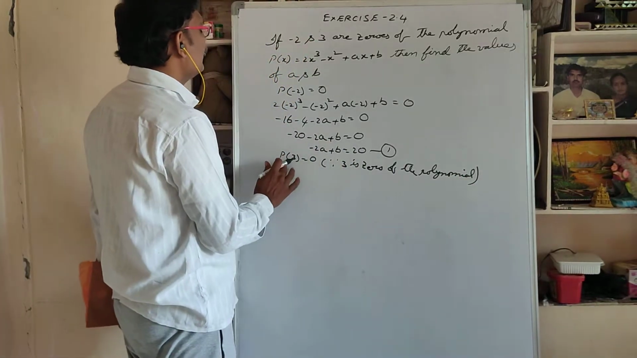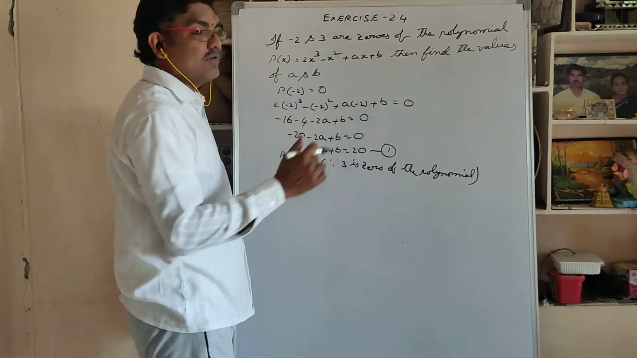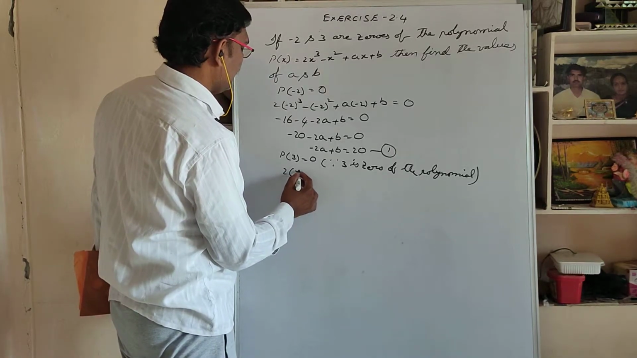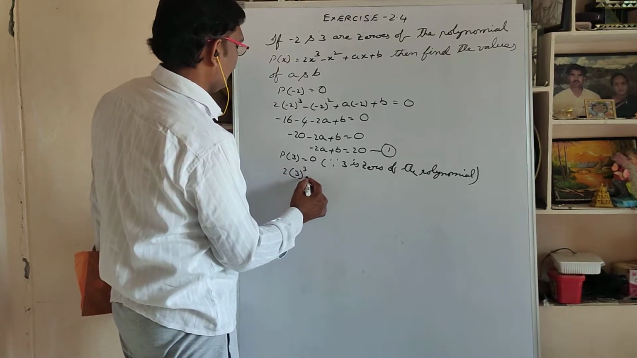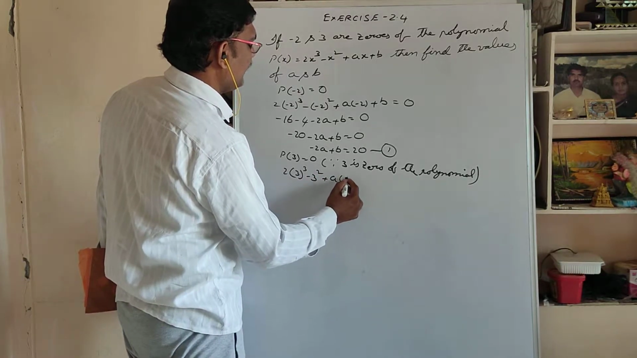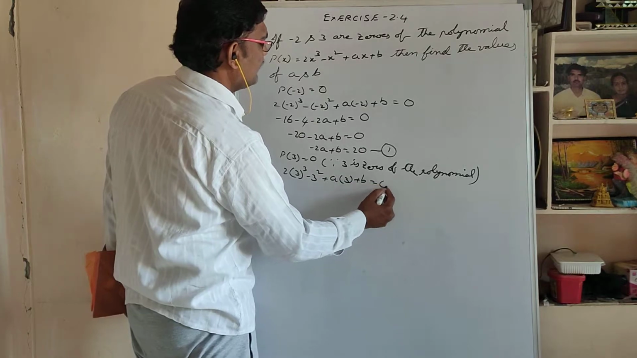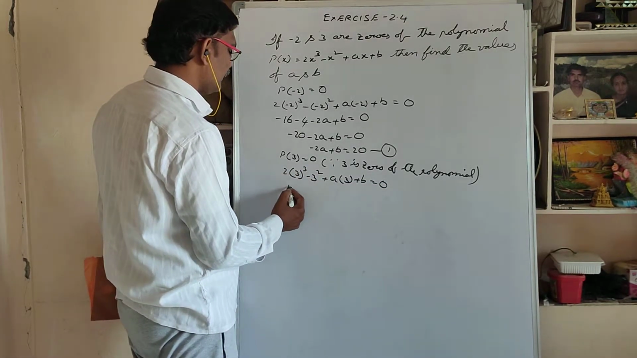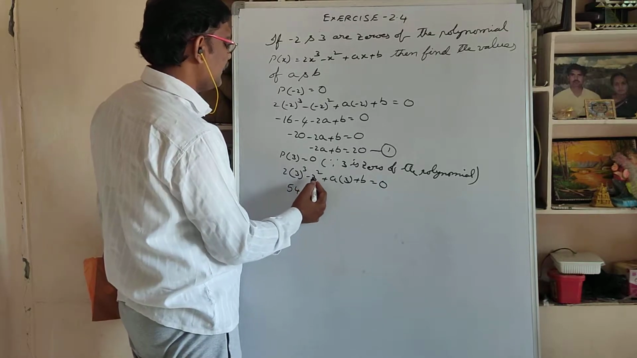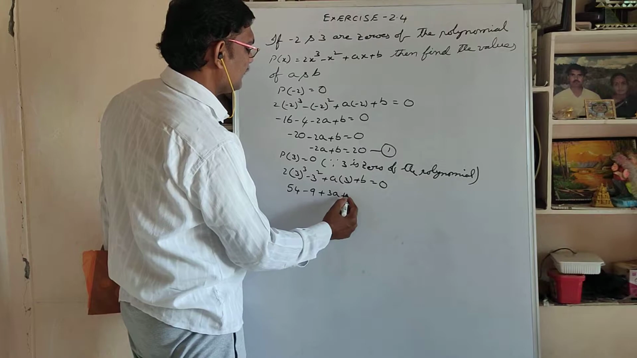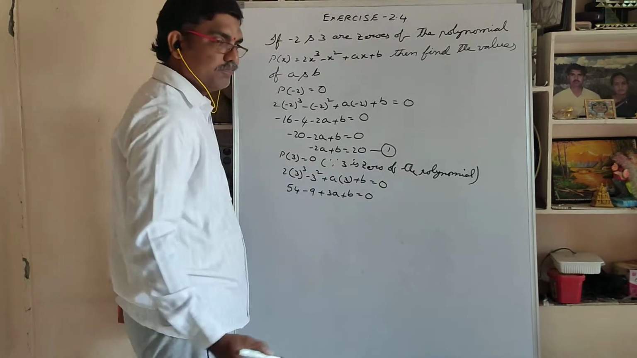Okay. Now wherever x is there, there I have to write 3. Then it becomes 2 into 3 cube minus 3 square plus a into 3 plus b is equal to 0. 3 cube is 27. 27 twos are how much? 54. Minus 3 square, minus 9, plus 3a plus b is equal to 0.